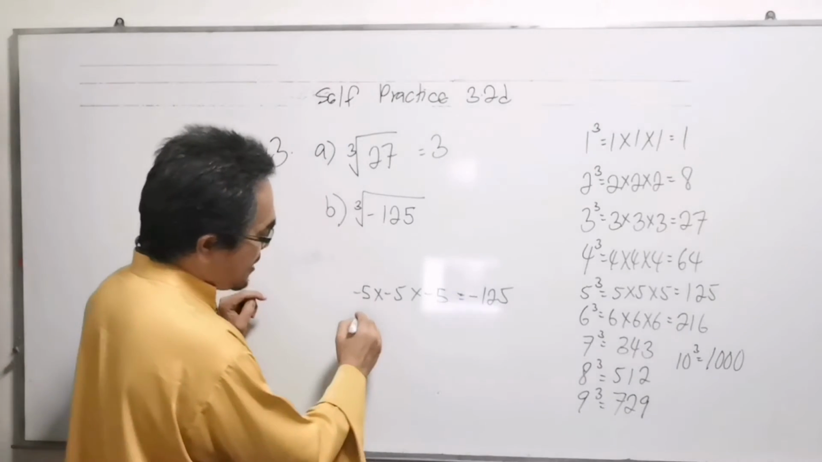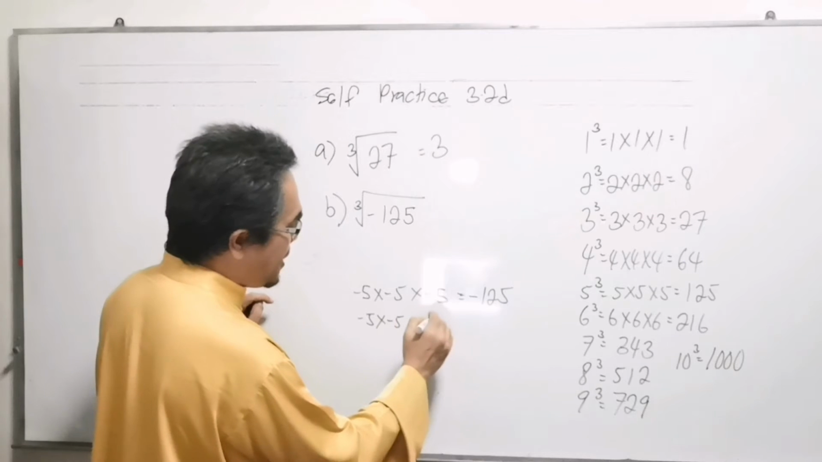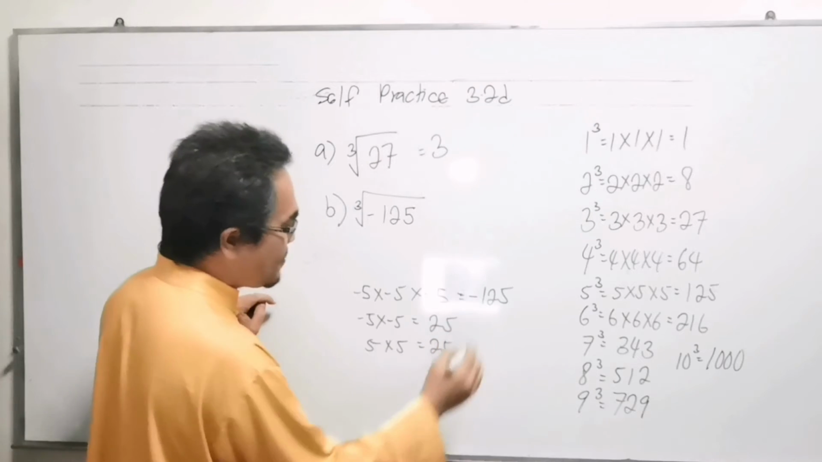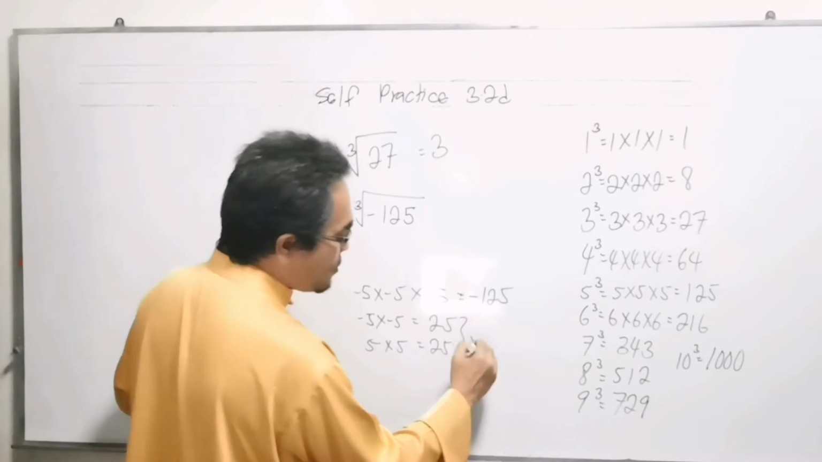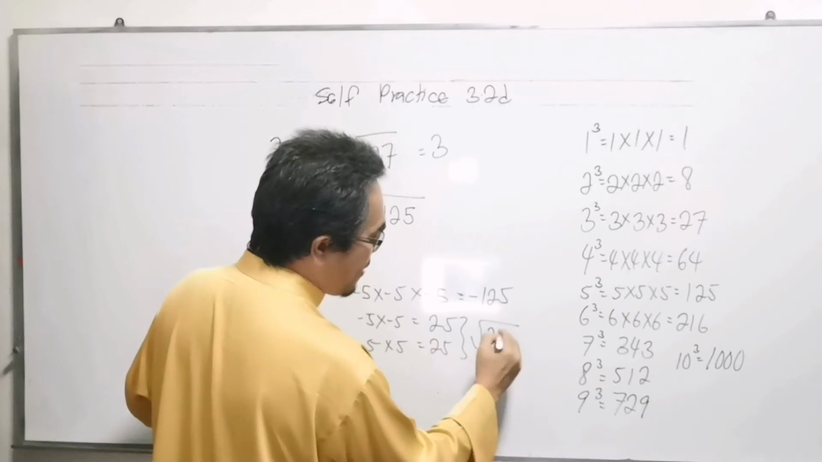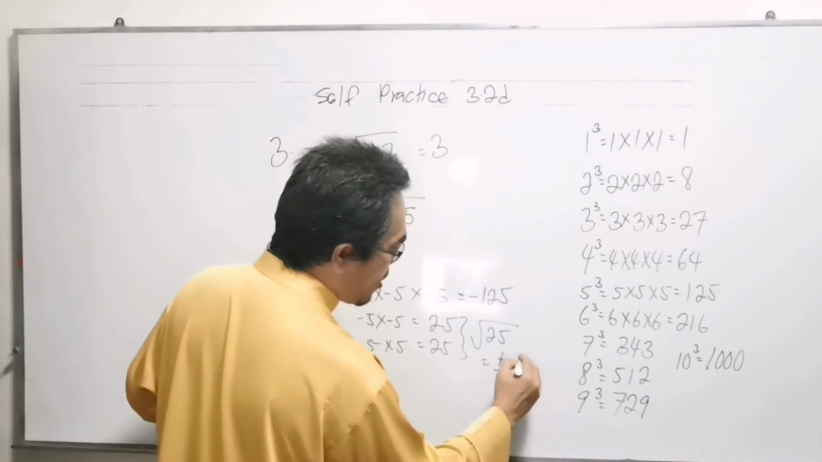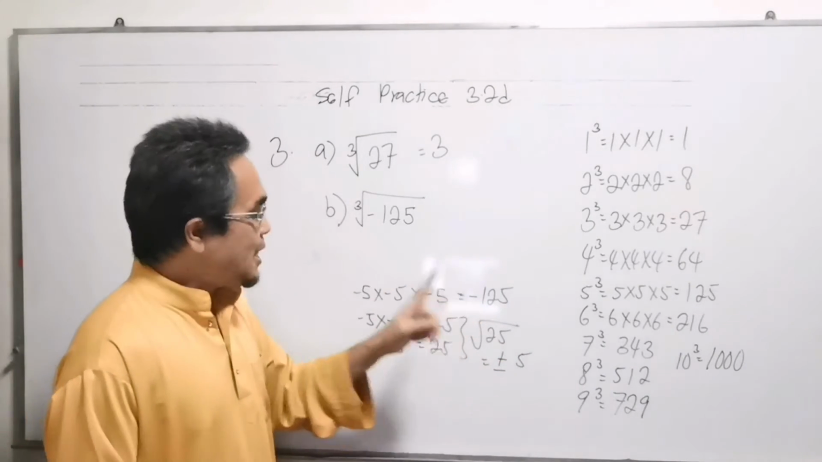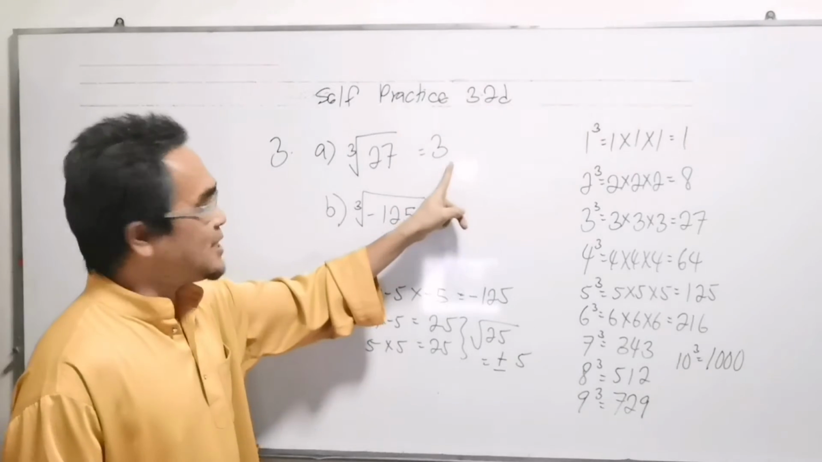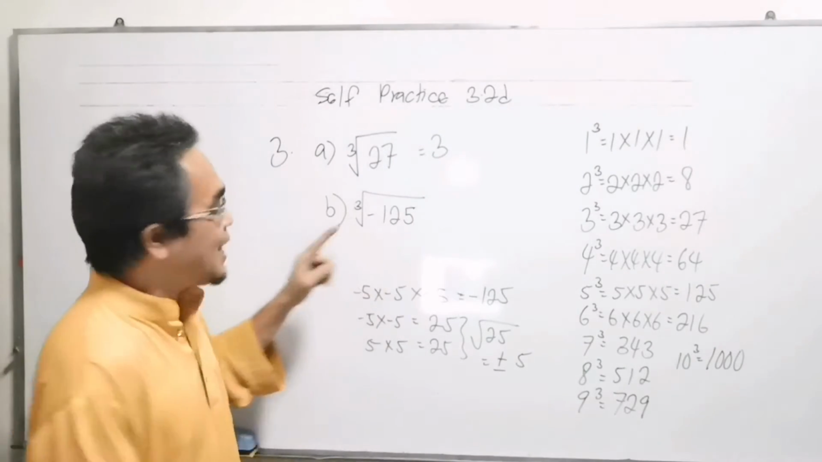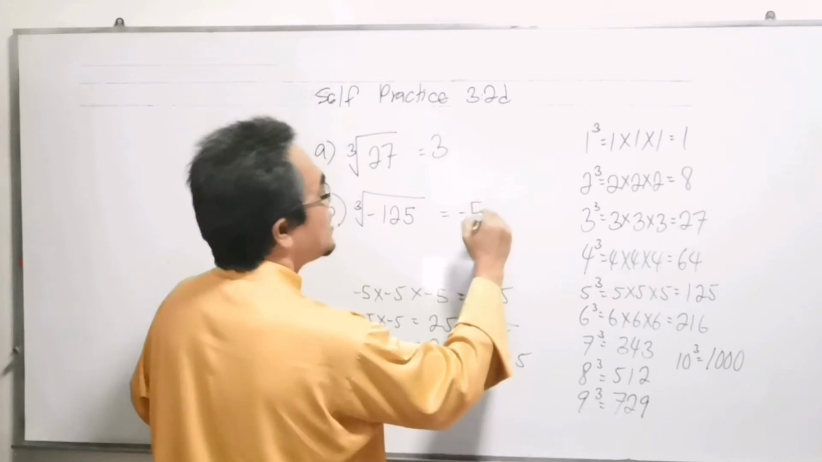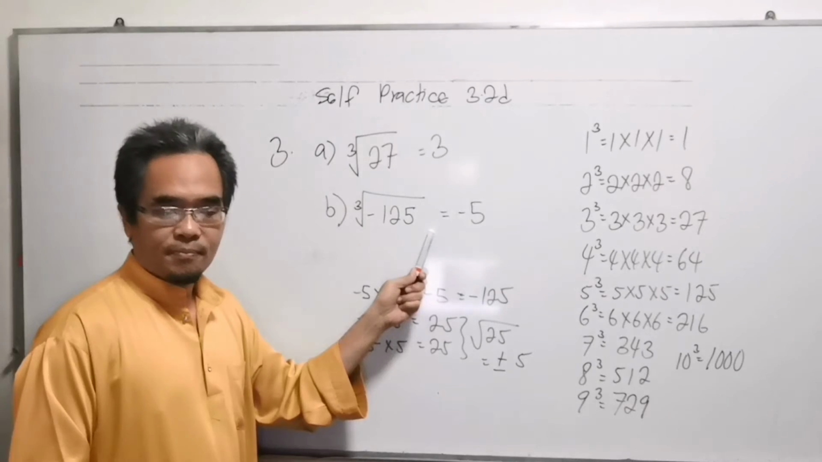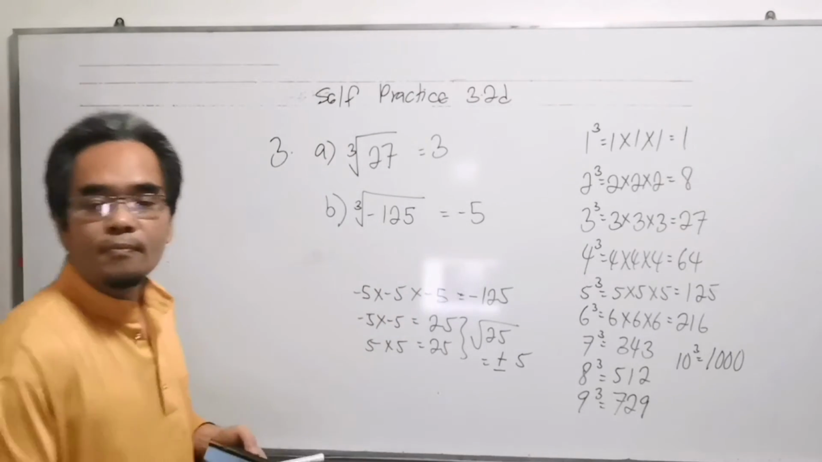Unlike square, -5 times -5 will be 25, and 5 times 5 is also 25. So the square root of 25 is actually plus or minus 5. Positive or -5. But for cube root, if the question is positive, the answer is positive. If the question is negative, the answer is also negative. Any question about this? Alright.